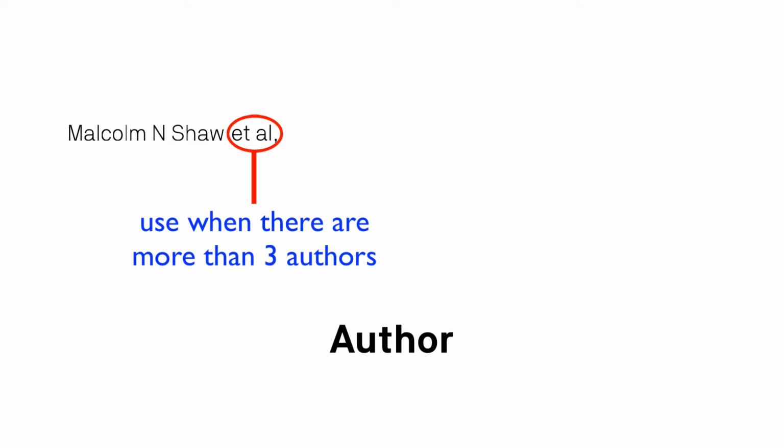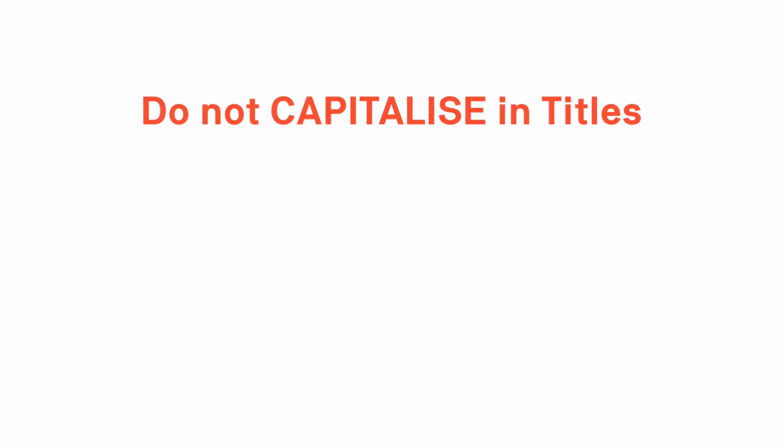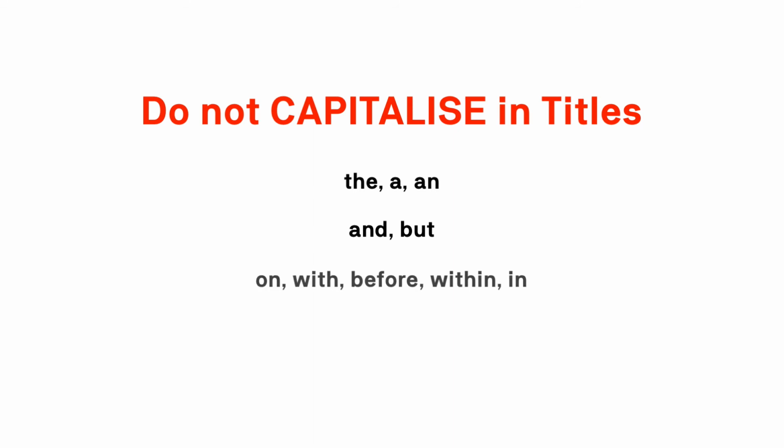If you have more than 3 authors, use only the name of the first author appearing on the source, followed by et al. Next, write the title of the book in italics. Capitalize all the words in your title except for articles such as the, a, or an, conjunctions such as and or but, and prepositions such as on, with, before, within, or in.